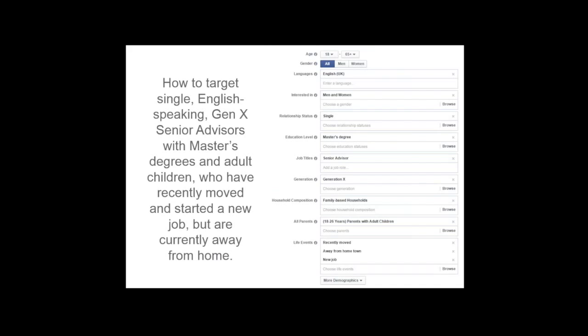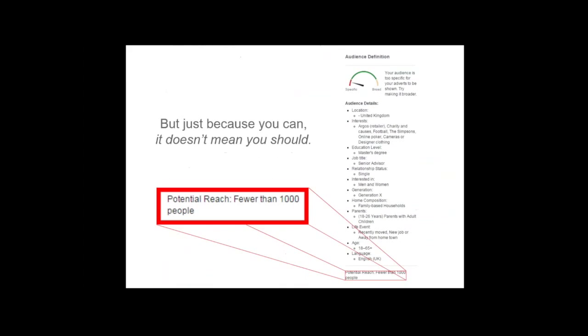So as you can see, over on the right there, there's a huge number of demographic variables you can choose from in the targeting: relationship status, education level, job title, generation, it goes on and on and on. So I've used these parameters to target single English-speaking Generation X senior advisors with master's degrees and adult children who have recently moved and started a new job but are currently away from home. Now, I'd like to see the product with that niche consumer base. So, that's not going to be likely, but I just wanted to give you an idea of what you can do. But just because you can get that niche, it's not recommended that you do.